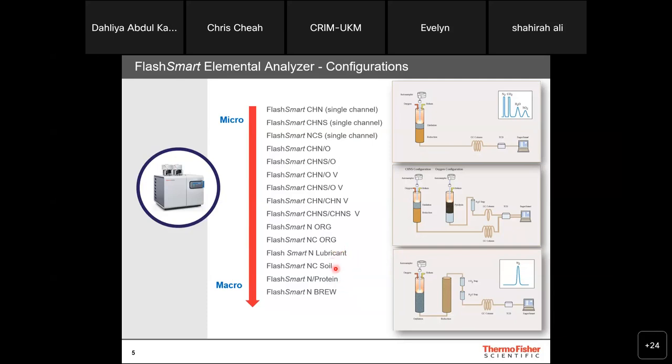Then we have environmental and petrochemical, where you will analyze nitrogen and carbon. Nitrogen only in lubricant. To share with you, in Malaysia we have quite a huge industry in lubricant, like Petronas, or other modifiers. They bring in the petrochemical sample and put in some sort of catalyst to improve the product. So this is done and they are determining the nitrogen content. The rest of the configuration will separate between environmental sample, forensic, and research and development.